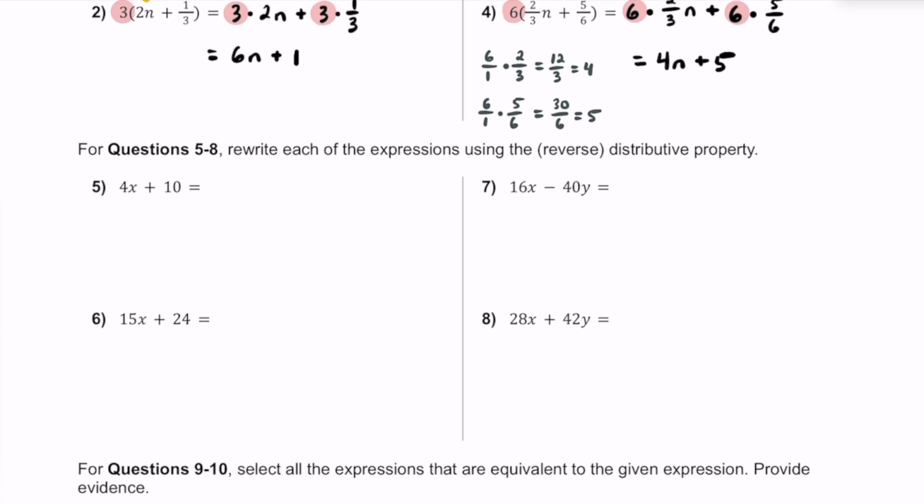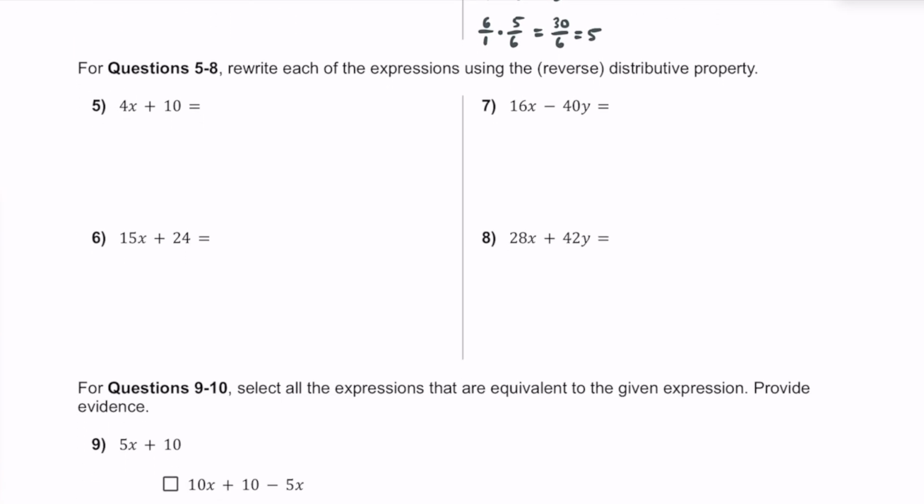All right, for questions 5 through 8, let's apply the distributive property again, but in a slightly different way. For each of these, you're not going to see the parentheses. We're actually going to be trying to get an expression with the parentheses. So we're going to be doing what we call the reverse distributive property, or factoring, as some people might say. And we're going to see if we can find the GCF of each of these terms here. So we have this 4x plus 10. I'm going to just write that down here.